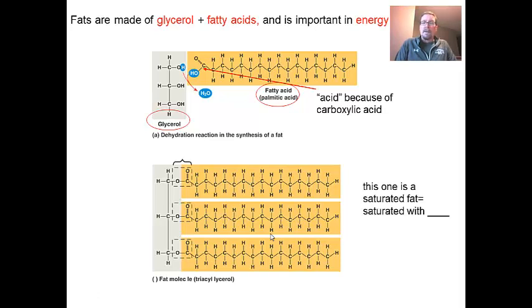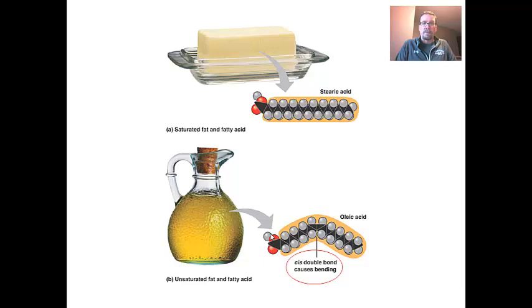Okay. This one is a saturated fat because it is saturated with hydrogens. It's all full. No double, triple bonds. Okay. And you can see just even structurally by orientation here, stearic acid in margarine. Here is a double bond. Here's an unsaturated fat causing bending, unsaturated fat in your oils. Okay.